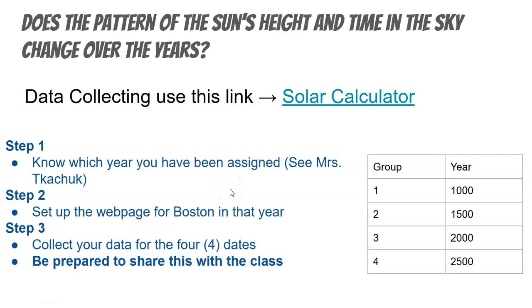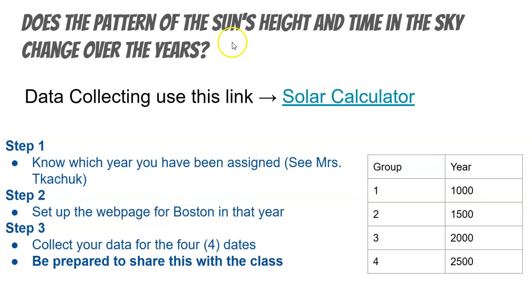Okay, in this one, 14.3, we're answering the question, does the pattern of the sun's height and time in the sky change over the years? So you just finished 14.2 with a lot of data collection about how the sun's height and time in the sky changes over 1 year. Here's the question. Over the time that the sun has been rising and setting on the earth, has this always been true? That's what we're going to try to answer today.